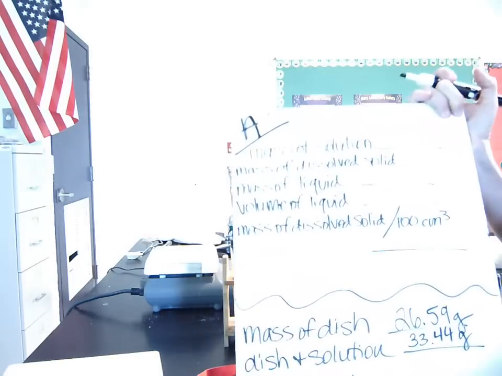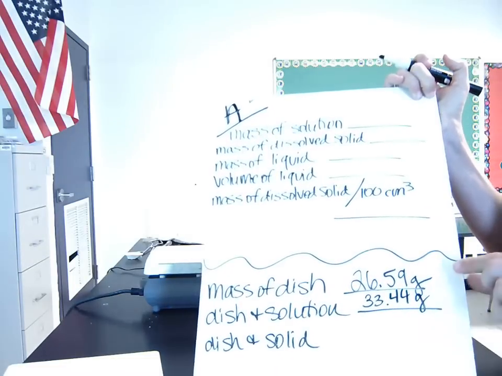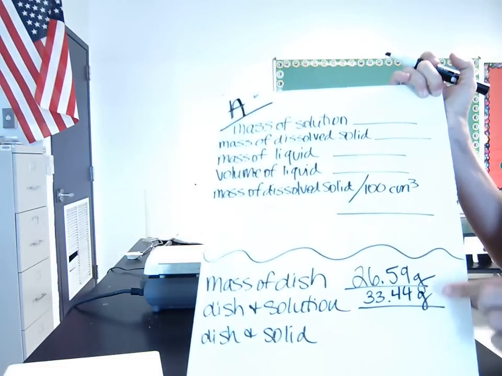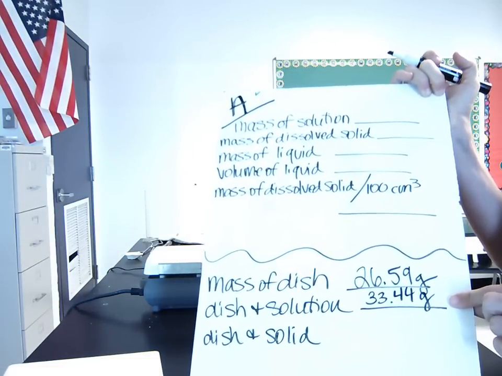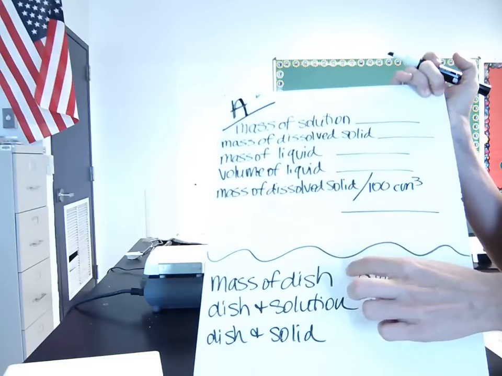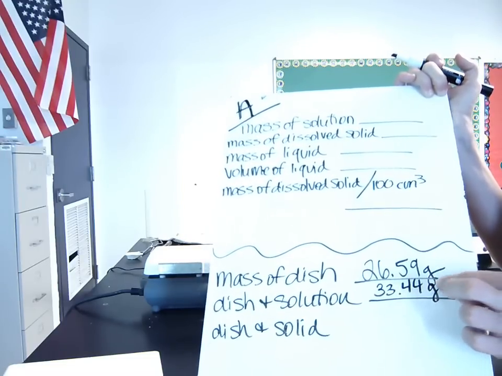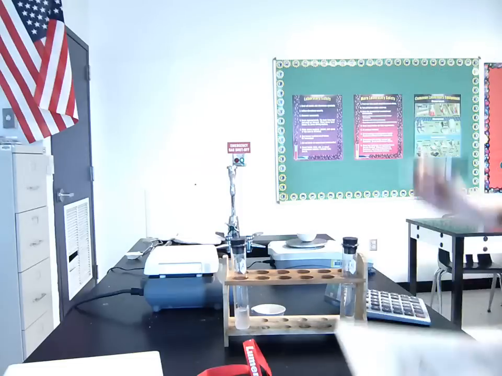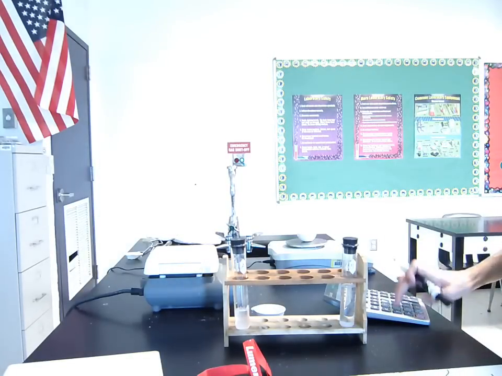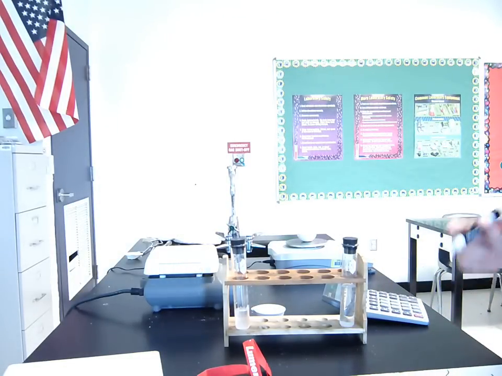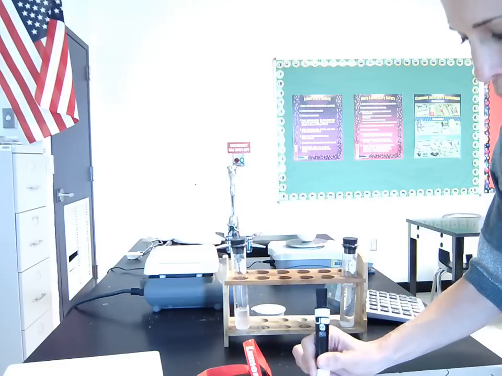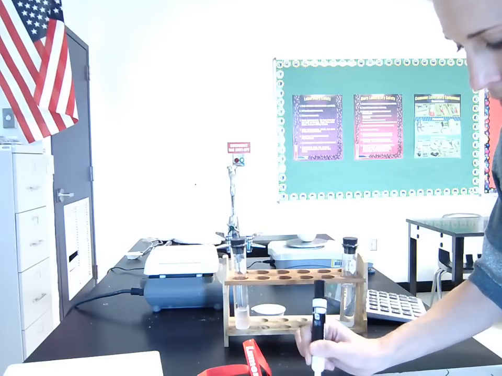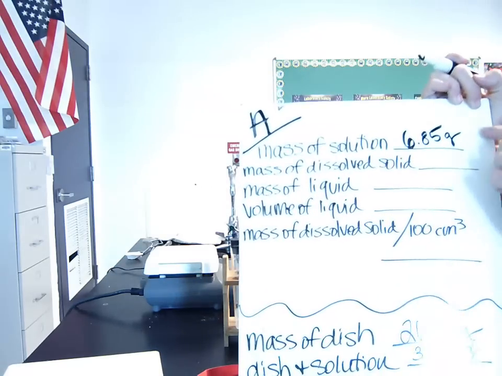So, if you look down here, if I know how much the dish is, and I know the dish plus the solution, I can subtract this number from this number to figure out how much is just the solution. So that's the number I want to start with up here. So I'm going to do 33.44 minus 26.59. So I'm starting with 6.85 grams of solution. So that's the first number.